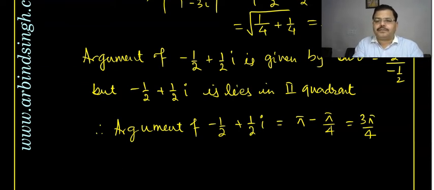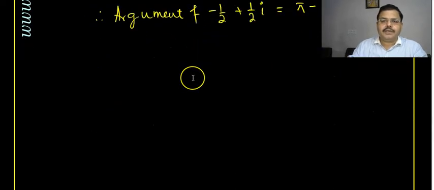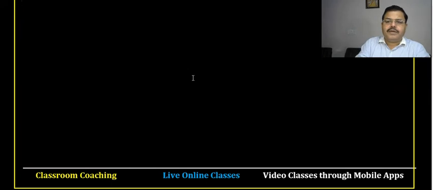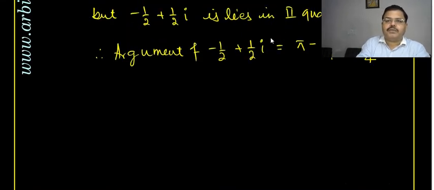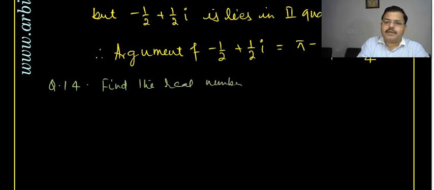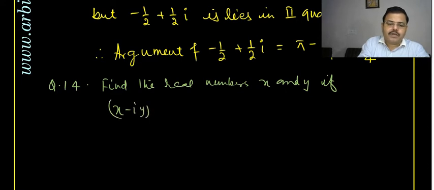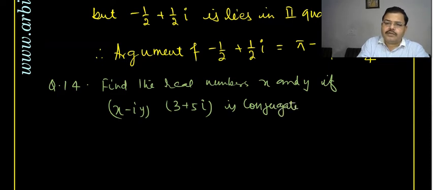Now, there is another question, question number 14. Let us see what the question is. It is given: find the real numbers x and y for which (x - iy)(3 + 5i) is the conjugate of -6 - 24i.